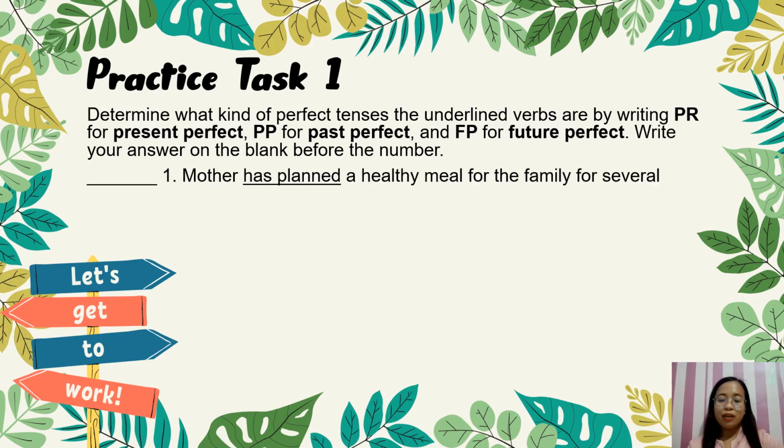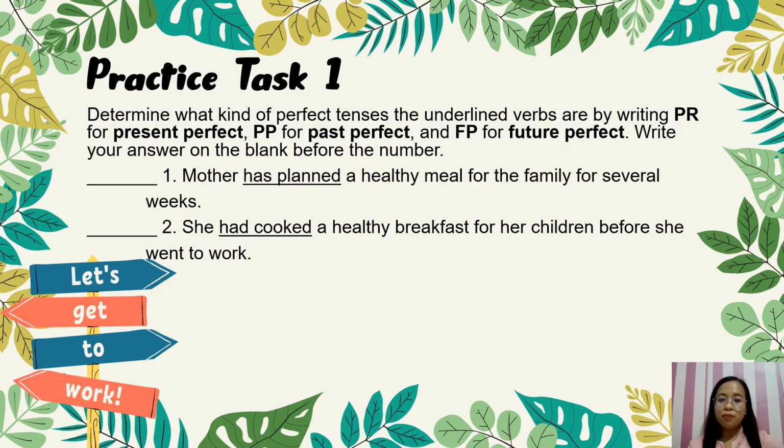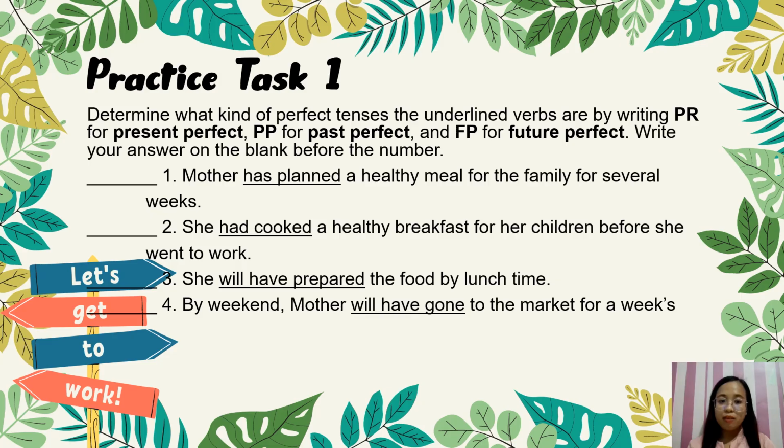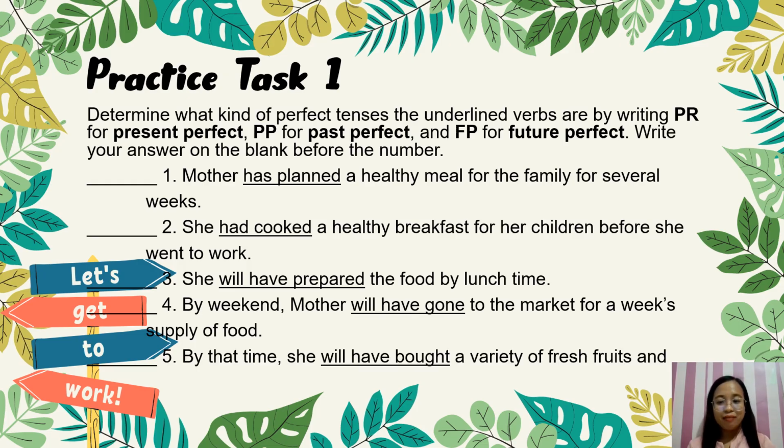So, ito class, we're just going to identify kung ano yung verb niya. Kung siya ba ay present perfect, lagay mo siya PR. Pag past perfect naman siya, lagay mo PP. At pag future perfect, lalagay natin is FP. Okay? Alright, let's proceed. Number 1. Mother has planned a perfect meal for the family for several weeks. Ayan. Ano yung word na has planned? Anong klase ng perfect tense siya?